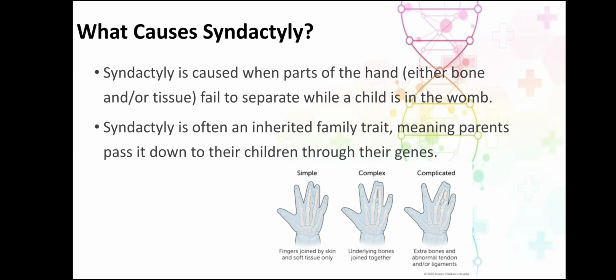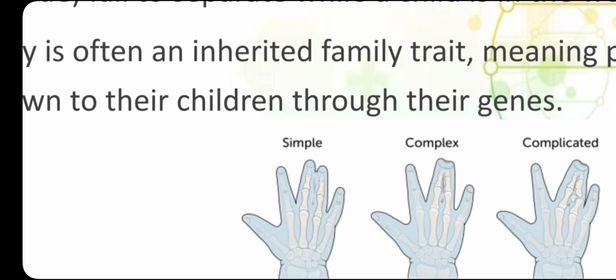So what causes syndactyly? Syndactyly is caused when parts of the hands, either bone or tissue, fail to separate when a child is in the womb. Syndactyly is often an inherited family trait, meaning parents pass it down to their children through the genes.